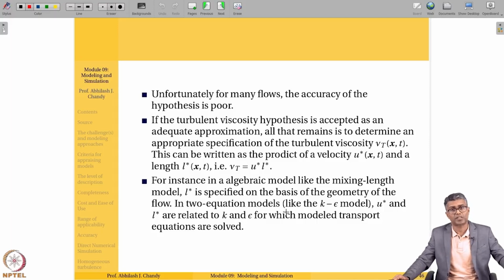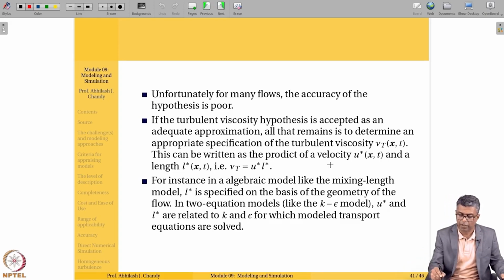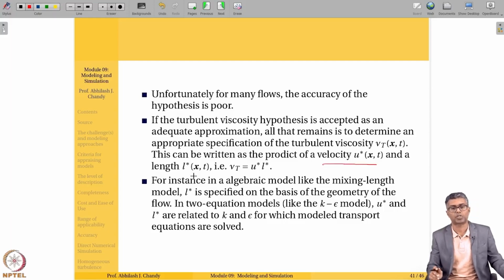So if you accept the turbulent viscosity as an adequate approximation, then all that you need now is the specification of the turbulent viscosity, as I was saying earlier. Dimensionally, you can write that as some kind of velocity and a length, U star, L star. And this is exactly what the algebraic mixing length model is based on.